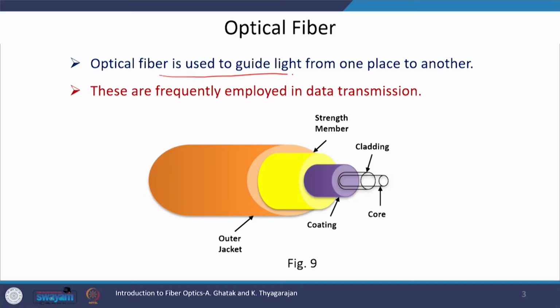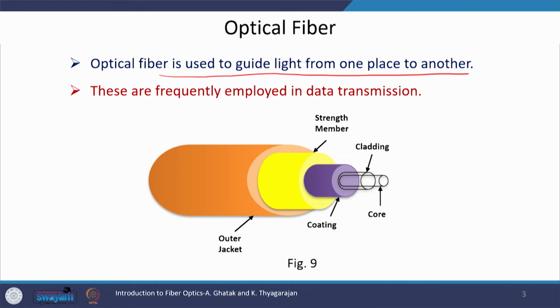Suppose you couple a wave inside a fiber at one end, then the wave would be emitted from the other end of the fiber. This fiber may be a few kilometers long or a few thousand kilometers long, and it guides the wave through very smoothly. Therefore, the optical fiber is used to guide light from one place to another.